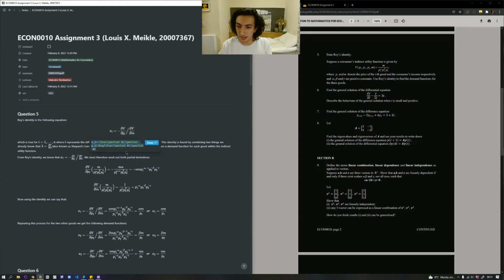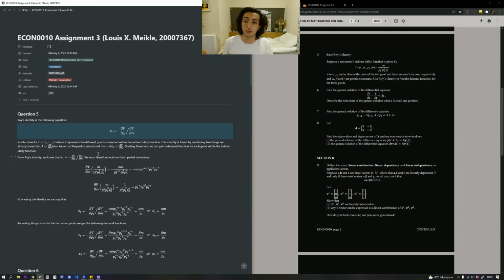But we've got Roy's identity here, which is xi, where each i is an individual item, or more like a good. The demand function is going to be the partial derivative of the indirect utility function with respect to the price of the good, divided by the partial derivative of the indirect utility function with respect to m.